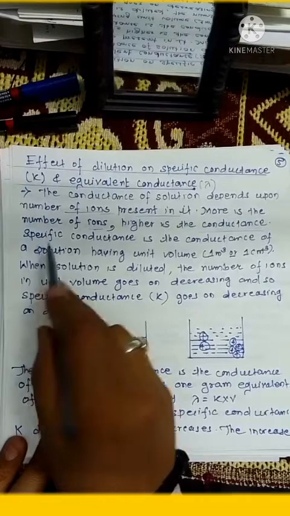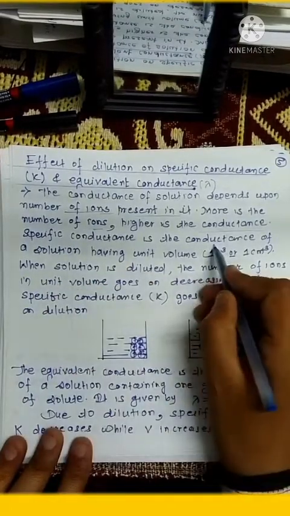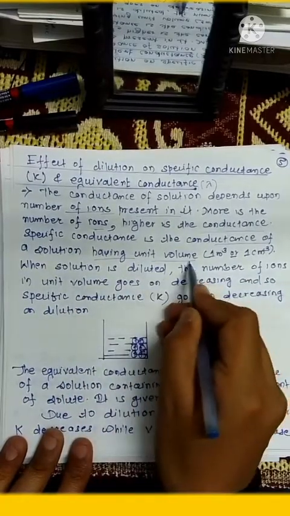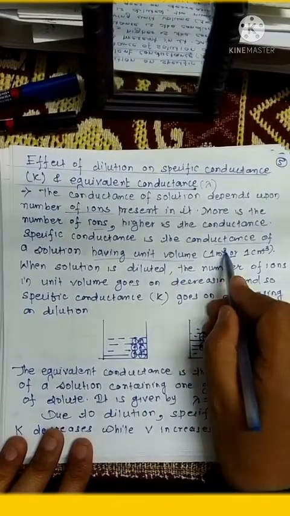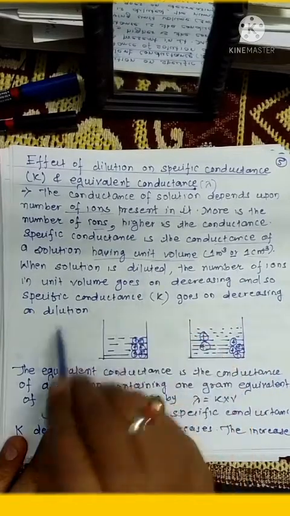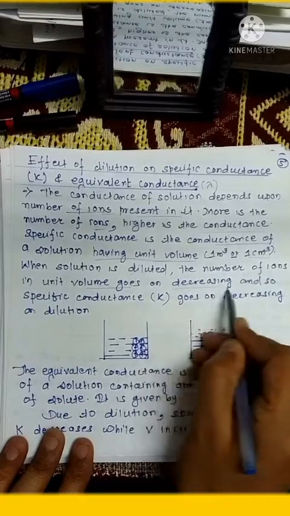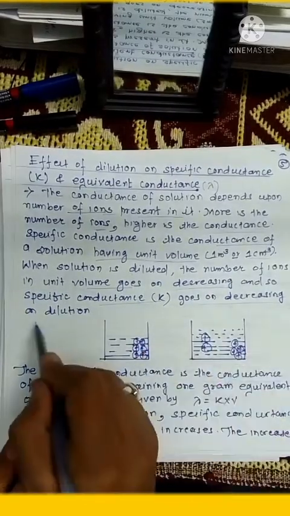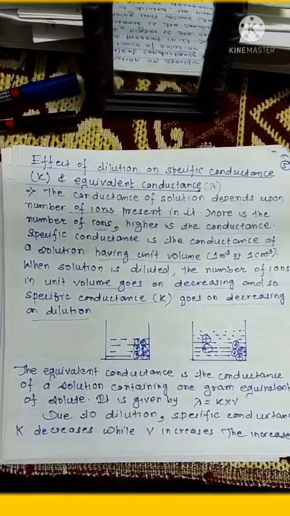Now what is the definition of specific conductance? Specific conductance is the conductance of a solution having unit volume. It is important: having unit volume, that is 1 meter cube or 1 centimeter cube. When a solution is diluted, the number of ions in a unit volume goes on decreasing, and so specific conductance goes on decreasing on dilution.